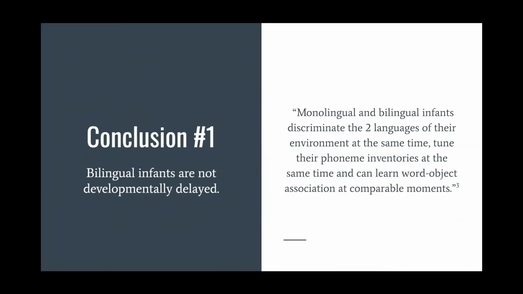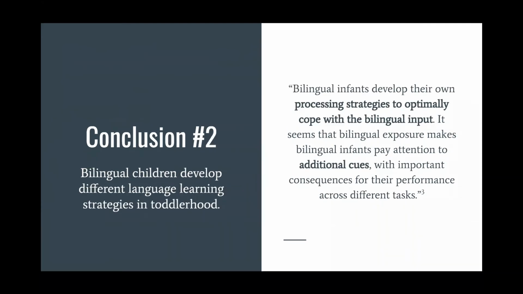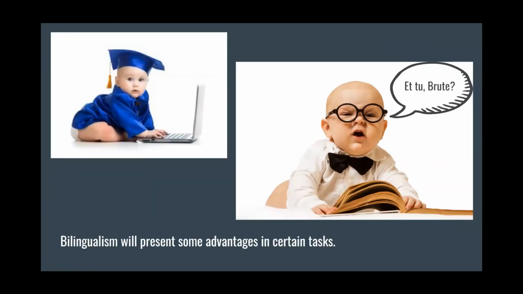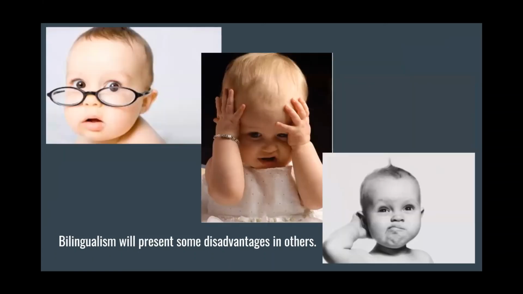So what are some conclusions we can draw? First, bilingual infants are not developmentally delayed and tend to be on par with monolingual development. Second, bilingual children develop different language learning strategies in toddlerhood. These strategies tend to be less heuristic-based than monolinguals, meaning that they are less likely to resolve ambiguity in labels. There are two important implications. First, bilingualism will present some advantages in certain tasks, such as executive function, but it might present disadvantages in others, such as proper pronunciation.